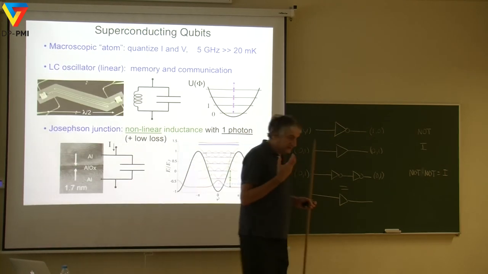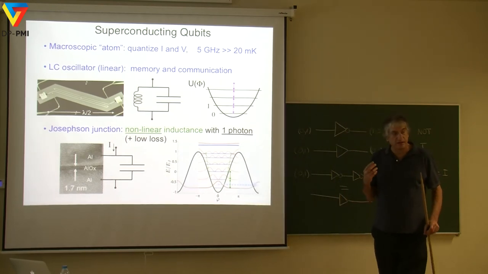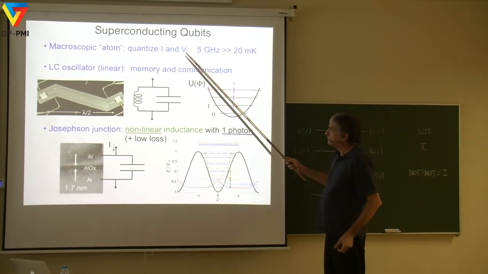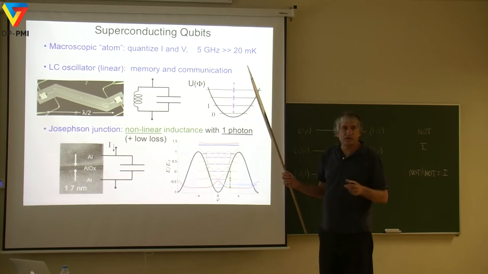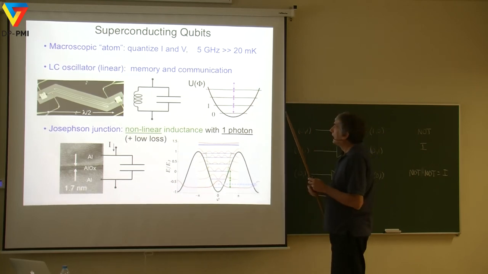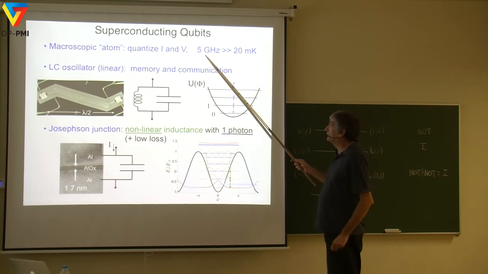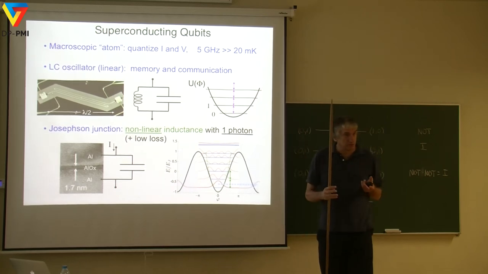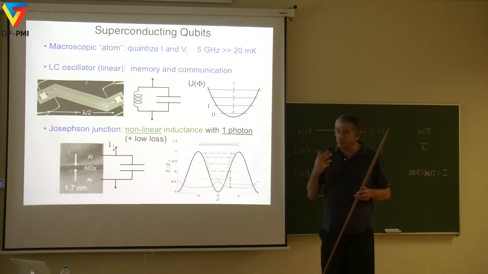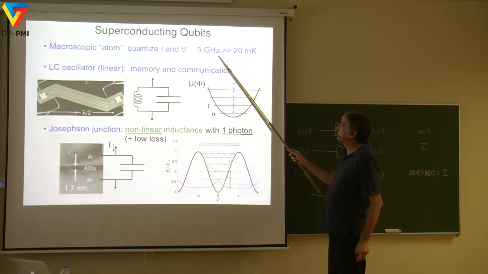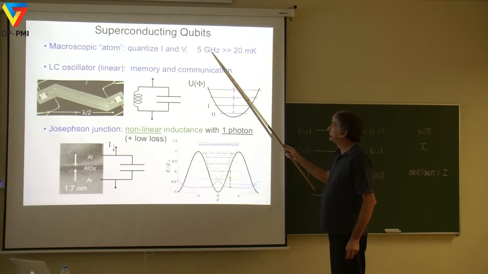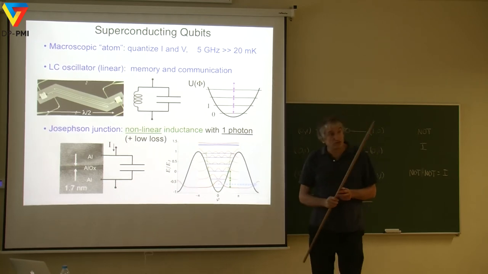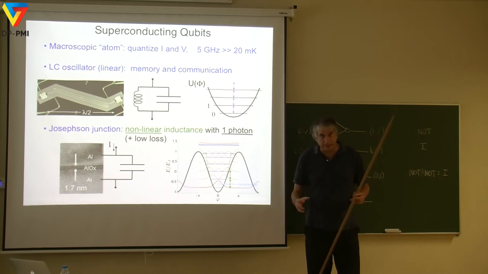So that's the basic harmonic oscillator and qubit physics. Now we're going to talk about superconducting qubits. These are macroscopic atoms where the currents and voltages are good quantum variables. Things work because their oscillation frequency, about 5 gigahertz, is much greater than the 20 millikelvin temperatures we're working at. If you remember, 20 gigahertz is a Kelvin, so 5 gigahertz is about 200 millikelvin, and 200 millikelvin is much bigger than 20 millikelvin. So our states really can go to the ground state with very little error.